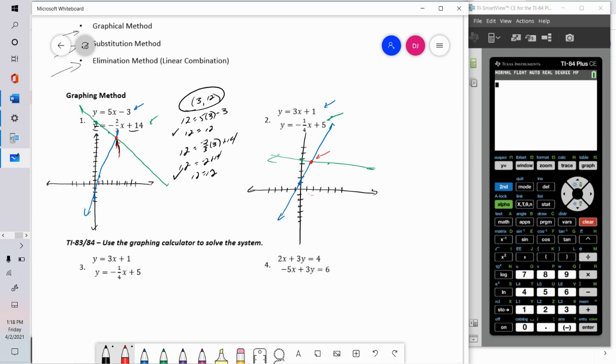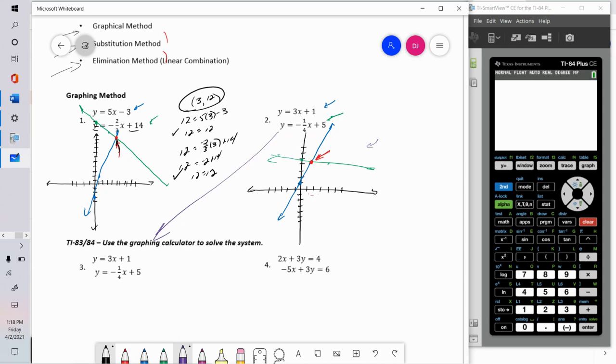But again, what do I mean by the solution to the system? What I mean is the point where the two lines intersect. If we get away from the graphing and only go to the calculator, only use our algebraic methods, which are the substitution and the combination methods, it's easy to lose sight of the fact that when we're solving a system, what we're really doing is we're finding the point where the two lines intersect. And that's really important.